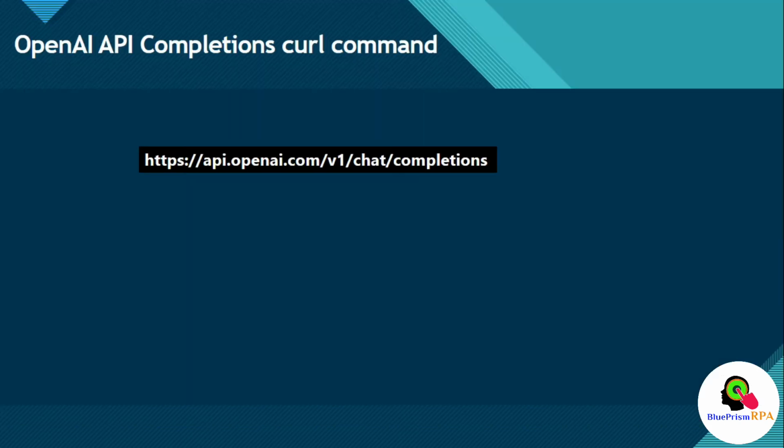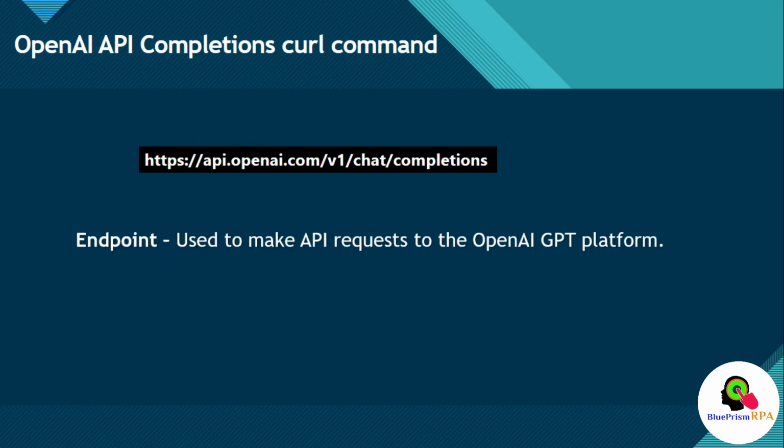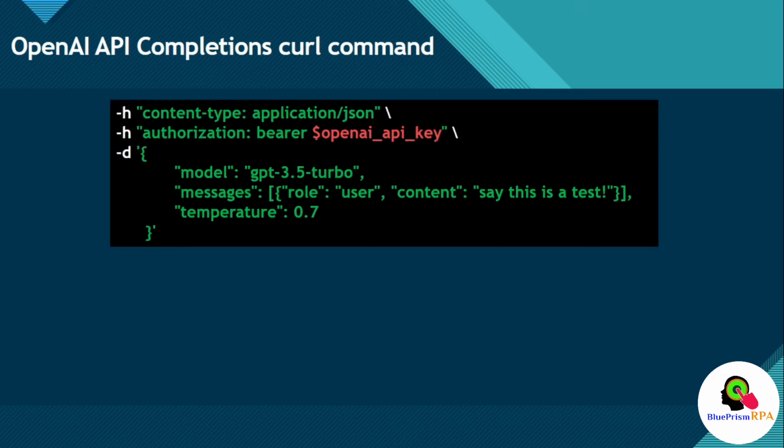Now what is this URL called? This https://api.openai.com/v1/chat/completions is called an endpoint. An endpoint is used to make API requests to the OpenAI GPT platform. And now let me explain this complete command. We have -H, content type application/json, authorization, model, messages, temperature, role, and content, right?